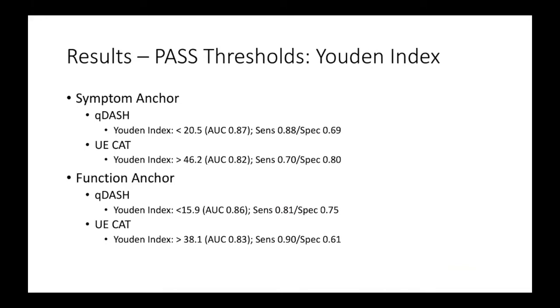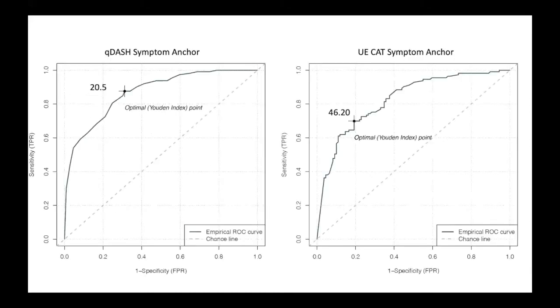And then finally, using the Youden index method to estimate a range for PASS based on the two different anchor questions, we got a range of less than 15.9 to 20.5 for the QuickDASH and greater than 38.1 to 46.2 for the UE-CAT. These are the ROC curves for the QuickDASH and UE-CAT based on the symptom anchor.